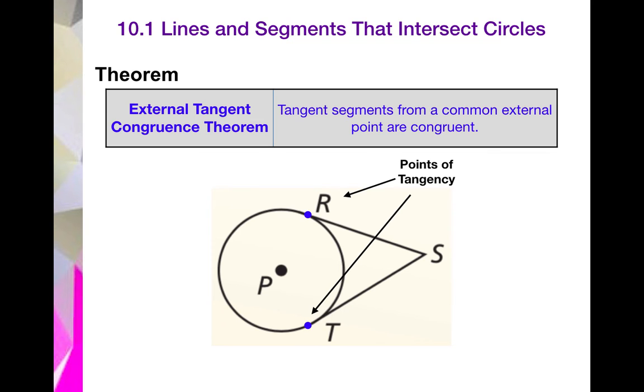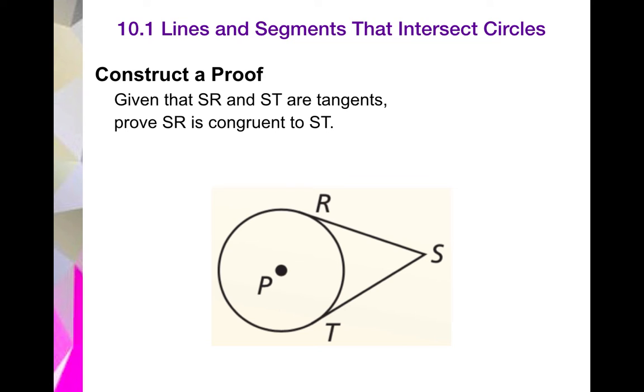Here's another theorem, the external tangent congruence theorem. It says that if I have an external point and then I have 2 tangents that are emanating from it to the same circle, say R and T, then these 2 segments are congruent, SR and ST. So let's actually see why this is true.